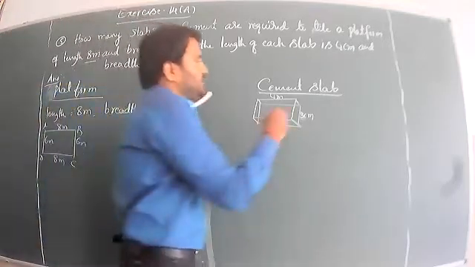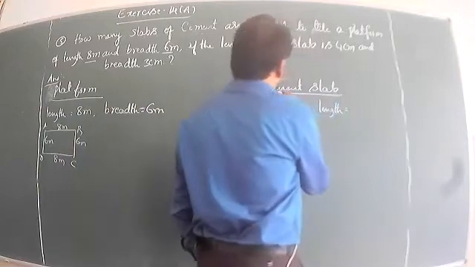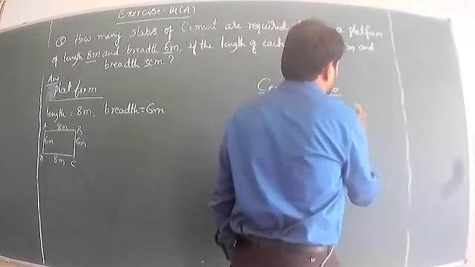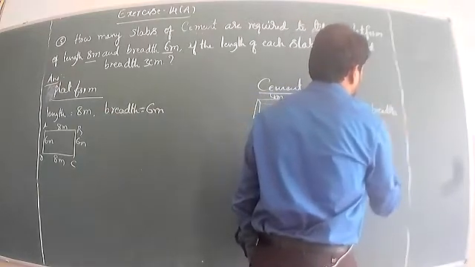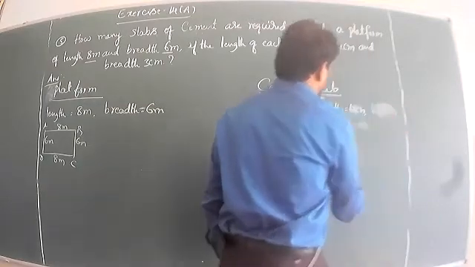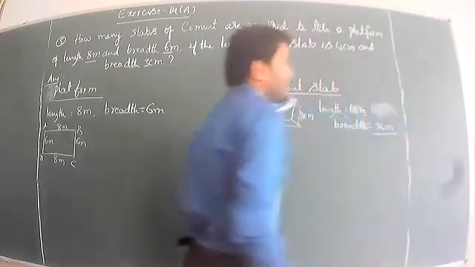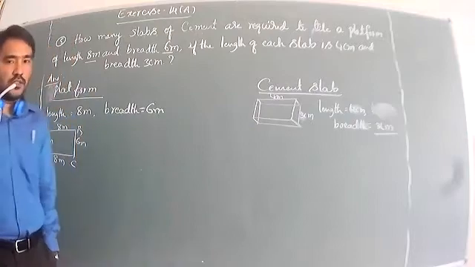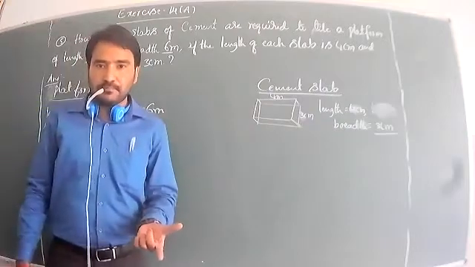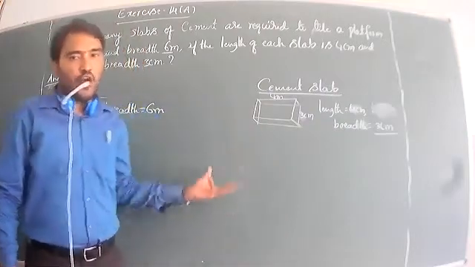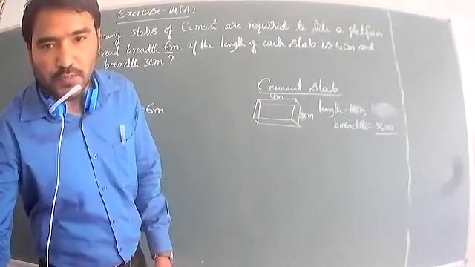So the length is 4 centimeter, sorry, 4 centimeter. The breadth equals 3 centimeter. Now we can find the answer. We find out the area of this one and the area of that one, then we divide both. We get how many cement slabs are required.